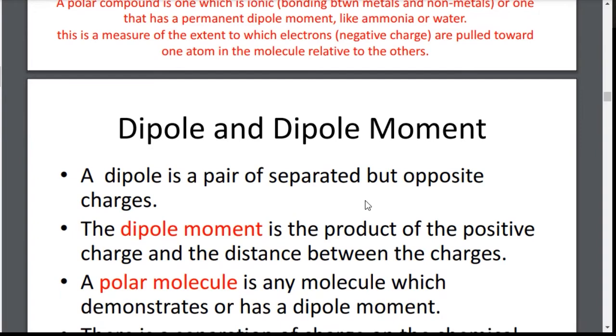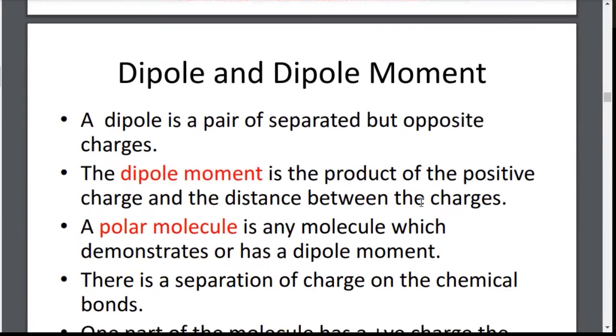So what we're looking at here, this is one of those really important ideas, is a dipole and a dipole moment. A dipole really means a pair of separate but opposite charges, so positive and negative again. The dipole moment is the product of the positive charge and the distance between the charges, or it can be the product of the negative charge and the distance between the charges. A polar molecule, like water and ammonia, is any molecule which has a dipole moment.